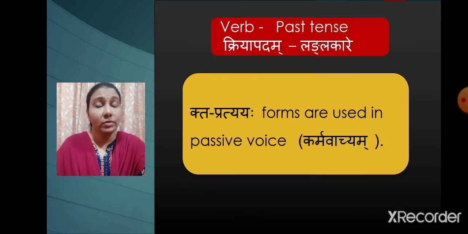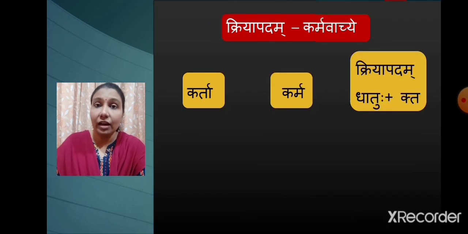Ta pratyay forms are always used in passive voice, which we call karma vachyam in Sanskrit. I'll repeat, ta pratyay forms are always used in passive voice, that is karma vachyam. But how to recognize whether the given sentence is in passive voice? It is dependent on the three important words of the sentence, and they are karta, karma and kriyapadam.